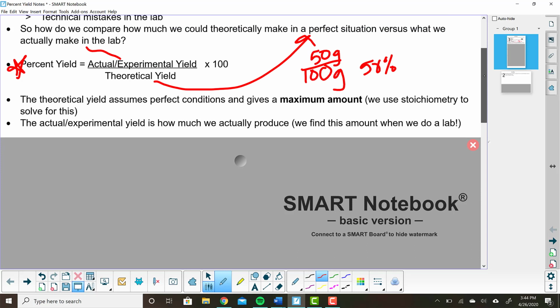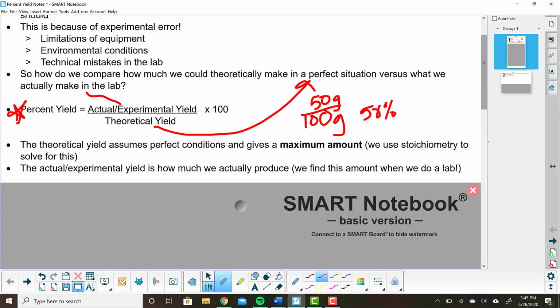So there are those definitions for you. The theoretical yield assumes perfect conditions and gives a maximum amount. So we would have to use stoichiometry to solve for this amount, right? Whether that's 100 grams or 2 grams, who knows? And then the actual or experimental yield is how much we actually produced. And if we were in a lab situation, right, we could calculate how much of a product we would make. Then we would do the lab, and then we would measure how much we made with a scale or something, and then we would find that difference. So the actual or experimental yield is what we found in a lab.